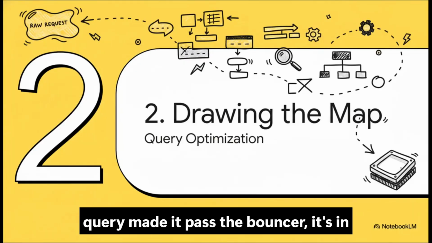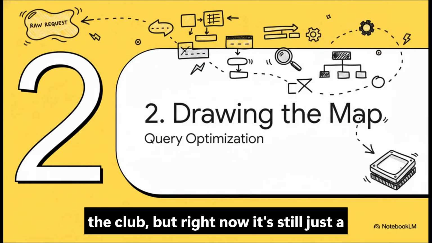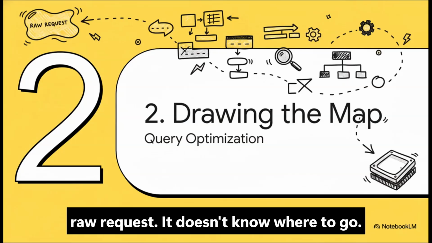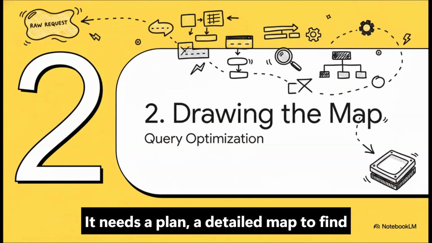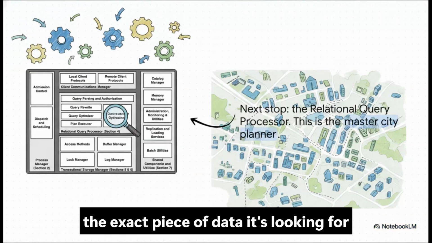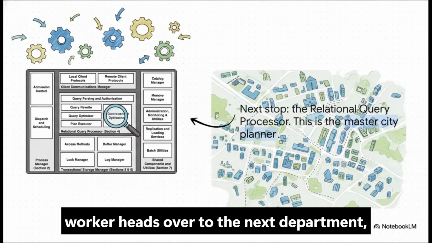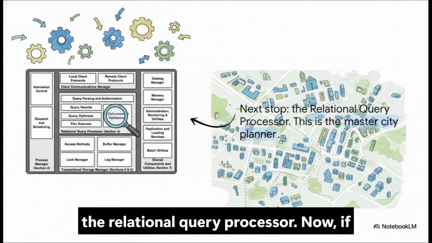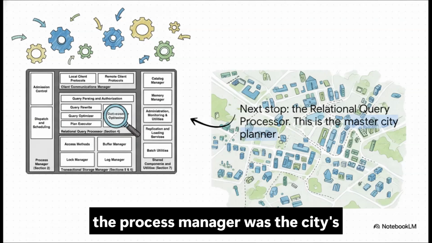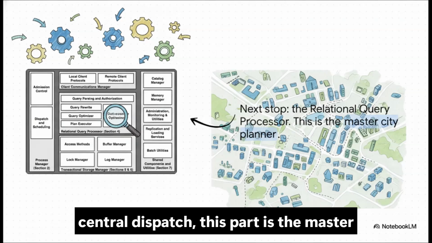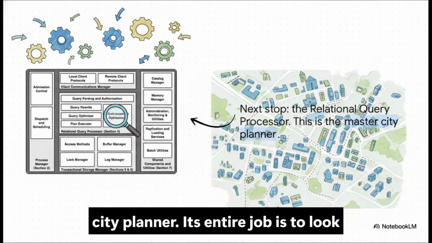All right, our query made it past the bouncer. It's in the club. But right now, it's still just a raw request. It doesn't know where to go. It needs a plan, a detailed map to find the exact piece of data it's looking for. So, our query, now with its assigned worker, heads over to the next department, the relational query processor. Now, if the process manager was the city's central dispatch, this part is the master city planner.